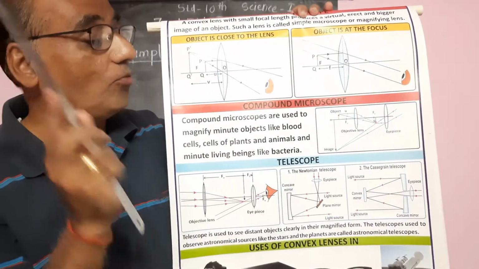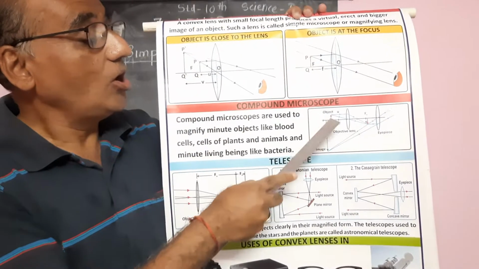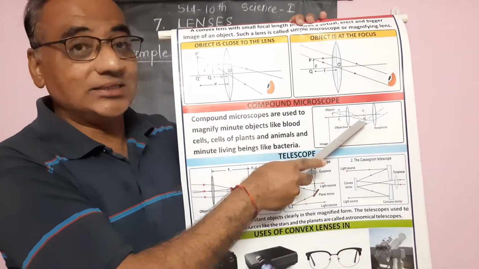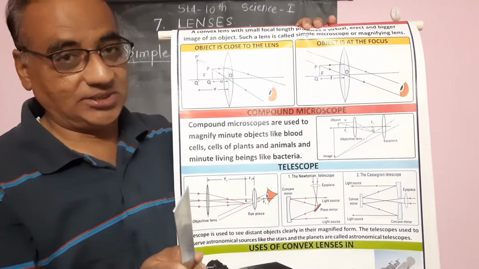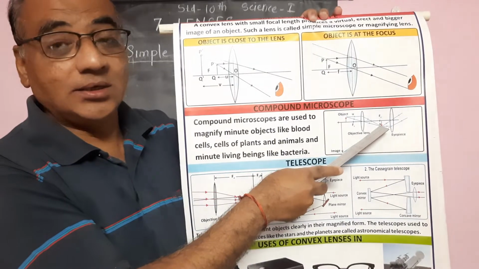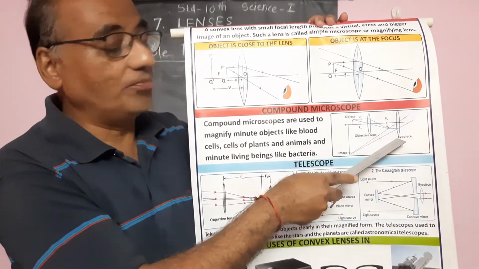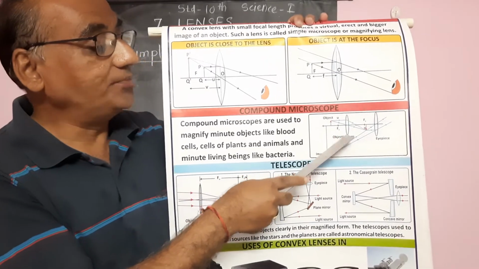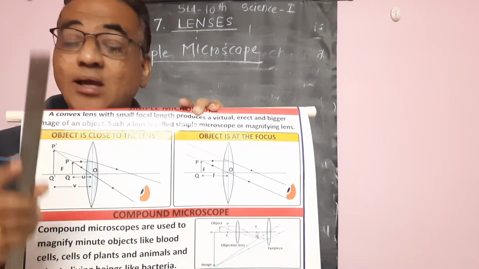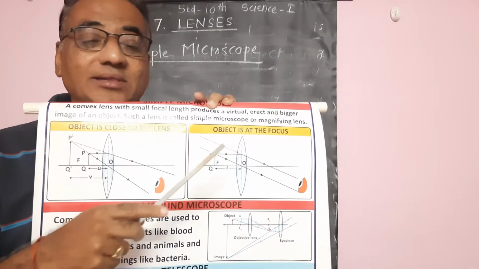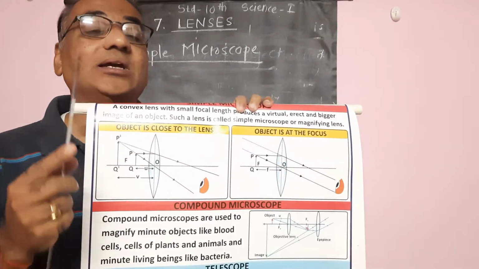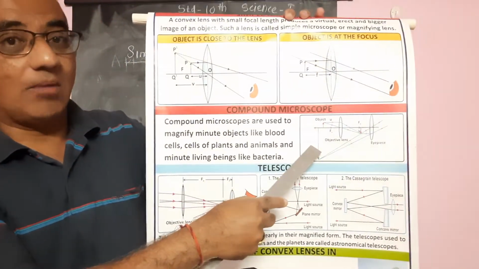One more important thing you have to remember: the image obtained due to the objective lens acts as an object for the eyepiece. Right? The image obtained by the objective lens is the object of the eyepiece. The objective lens and eyepiece are on the same axis. They are fitted in a metallic tube in such a way that the distance between them can be adjusted so that we can get a clear image. This is all about the compound microscope.